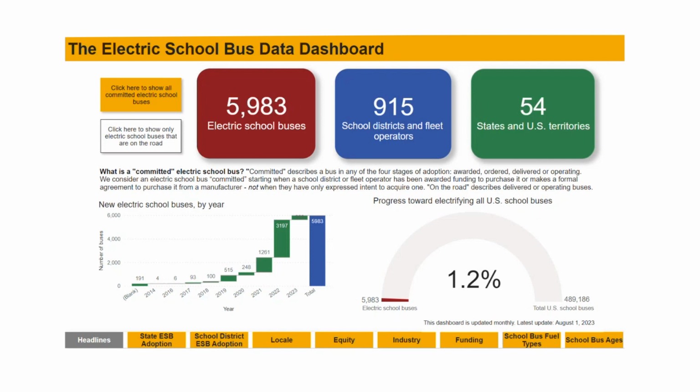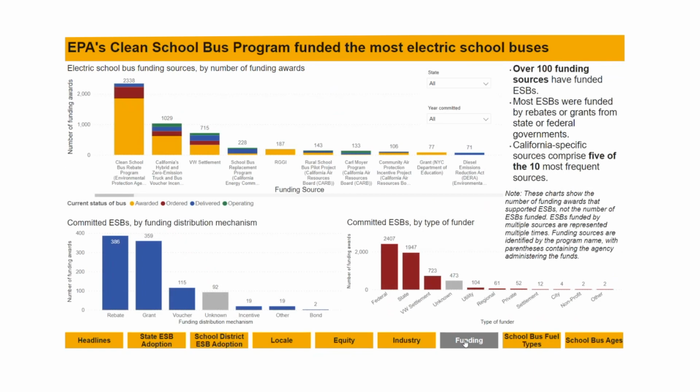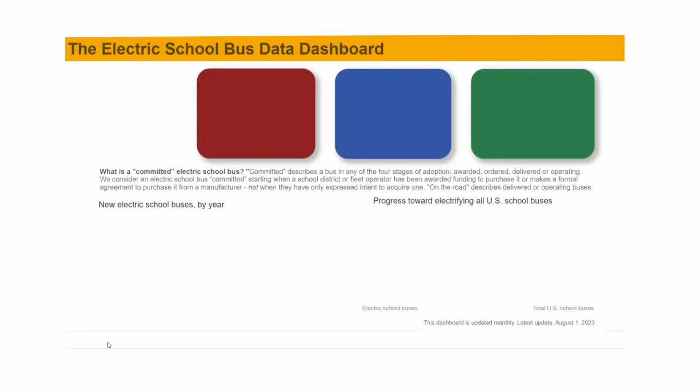There are a variety of reasons you might engage with this dashboard. Advocates, for example, may want to better understand the fuel composition of the school bus fleet in their state to make a stronger case for electric school buses. School districts may be interested in which funding programs their peers in nearby districts and states are using. Policymakers may want to learn whether their electric school bus funding programs are benefiting underserved communities. These are just a few examples.